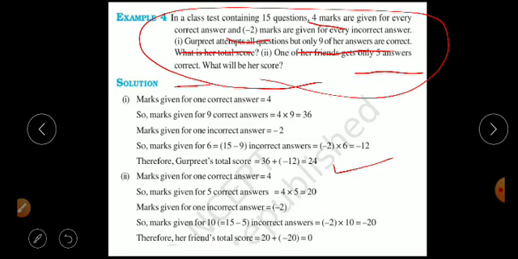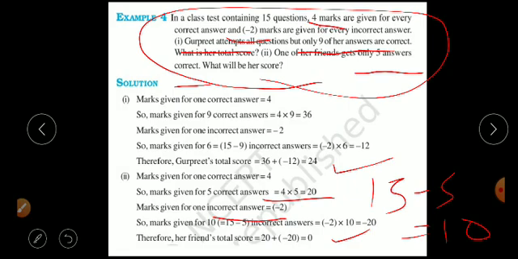Similarly, one of her friends gets 5 correct answers, so for 5 correct answers 20 marks, and for incorrect answers, 15 minus 5 equal to 10, so this friend gets 10 incorrect answers. For incorrect answers the result is minus 20, and when we combine, the whole score is 0. 20 minus 20 equal to 0. So this is the example.